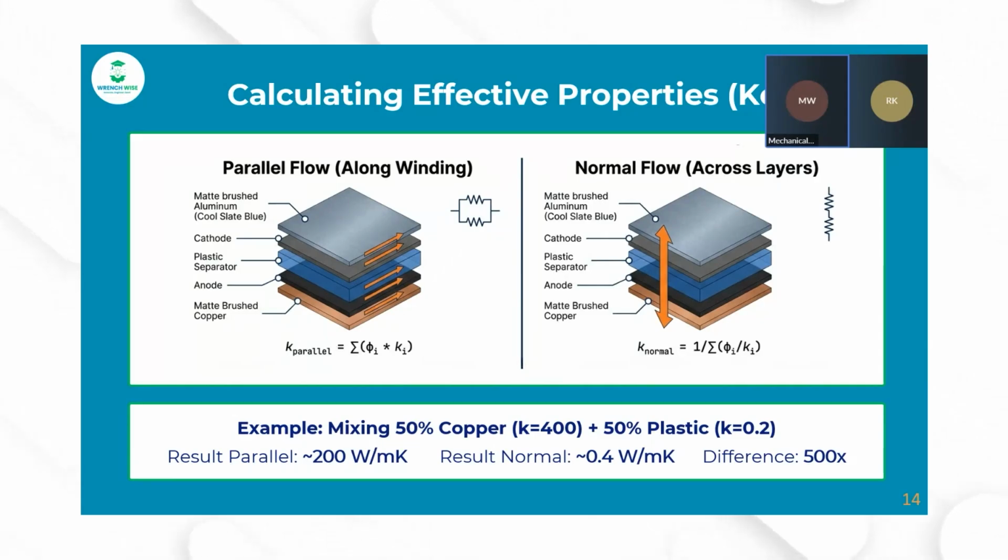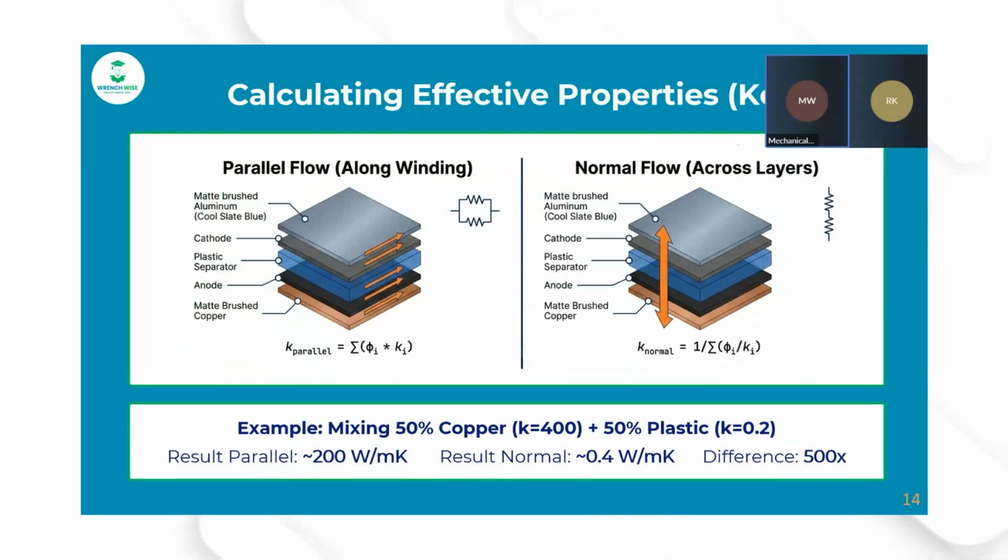Taking 50% metal and 50% plastic, in the parallel direction your thermal conductivity could be close to 200, whereas in the normal direction it could be very close to 0.4 watts per meter Kelvin. So the difference is close to 500 times, which is quite absurd, so to speak.